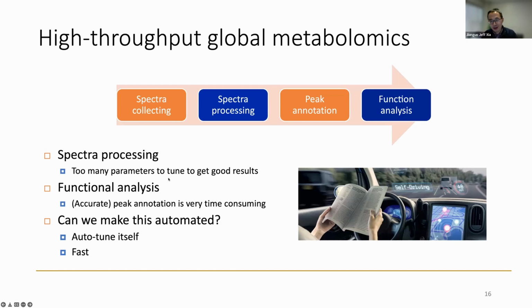and learning from best practices. For spectral processing, there are too many parameters to tune to get a good result. And the other one is that functional analysis is very time consuming. How can we make it automated? And this one is not only do it, also do it fast. Because if we don't do it fast, we cannot sustain. Basically, we are going to kill ourselves. If a user submits and it takes 2 days or 2 weeks, and the next user submits, they will snowball.